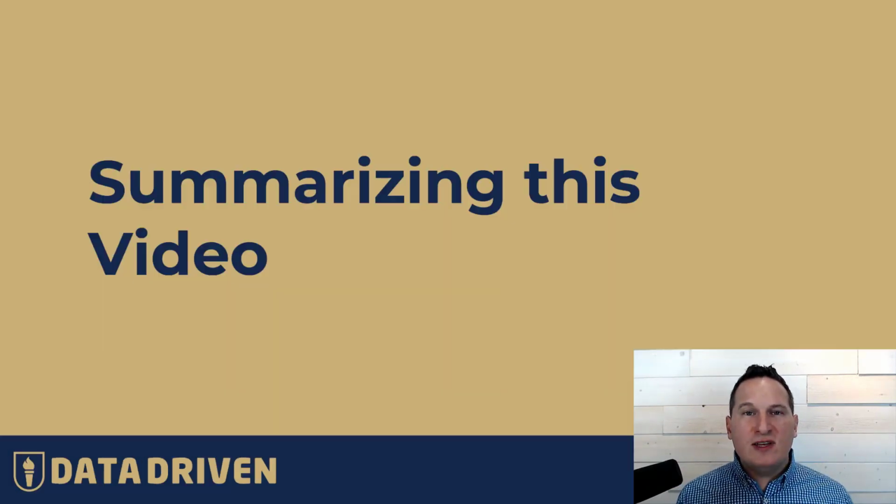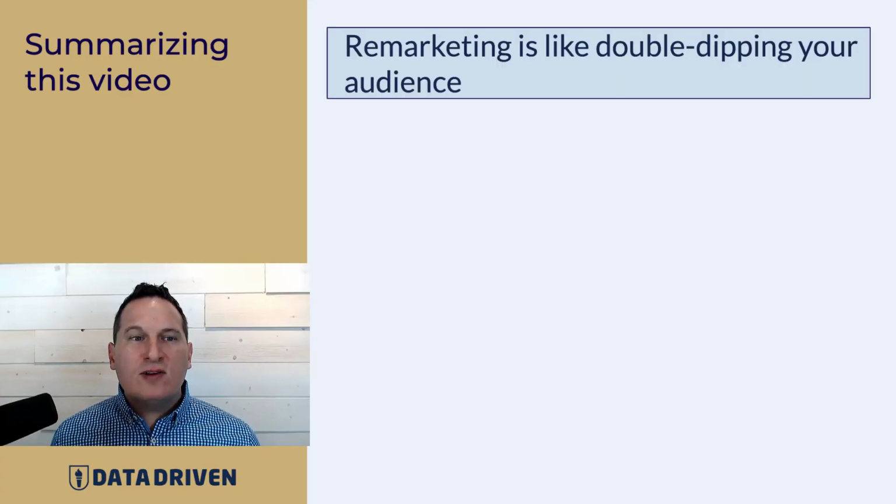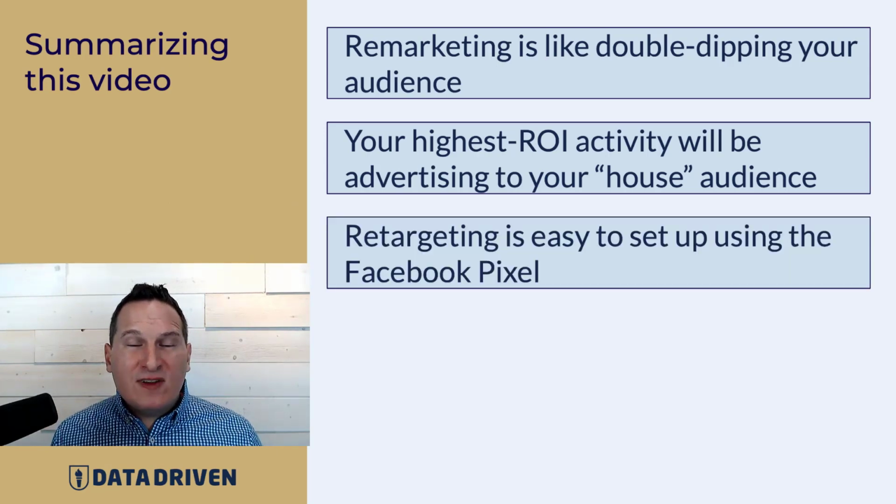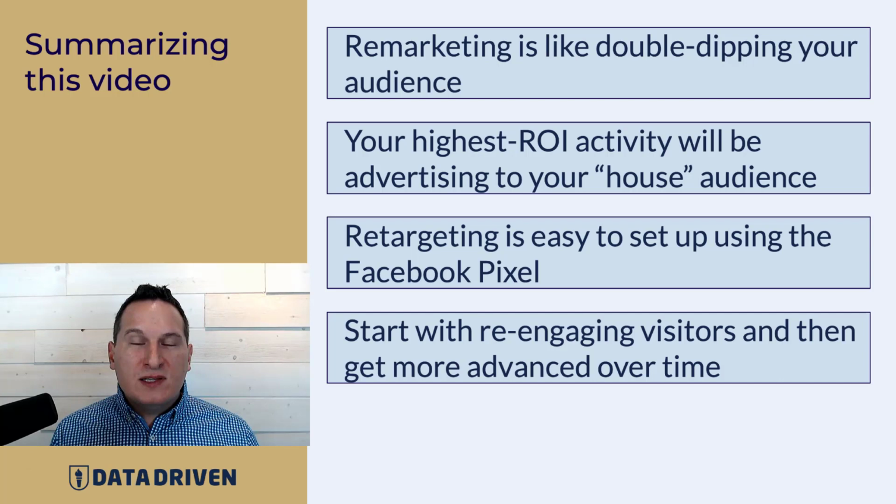Okay, so that's it for this video. And just to summarize what we covered here in a few quick bullet points. First of all, remarketing is like double dipping to your audience. And your highest ROI activity is going to be advertising to that house audience. Retargeting is very easy to set up using the Facebook pixel. I showed you what it looks like for my install and how quickly I created that campaign. And the simplest thing you can do is start by re-engaging your visitors and then getting more advanced over time.